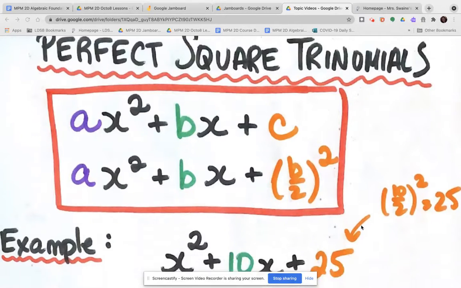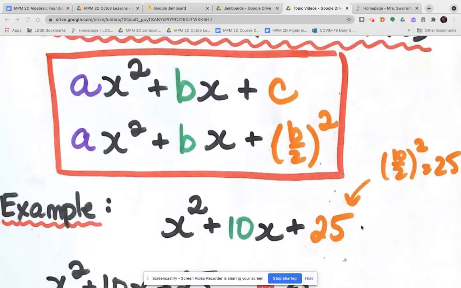So for example, if I give you x squared plus 10x plus 25, this is a perfect squared trinomial. It's a type 1 trinomial, one of the simpler ones. But if you take 10 and divide it by 2, you get 5, and 5 squared is 25. So this is a perfect squared trinomial because the c value at the end here is equal to the b divided by 2, 10 divided by 2 squared.